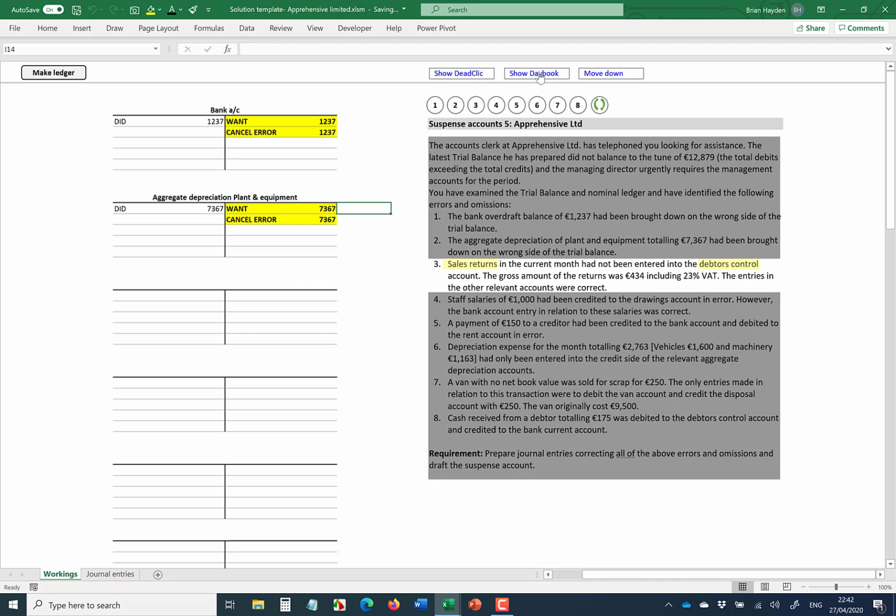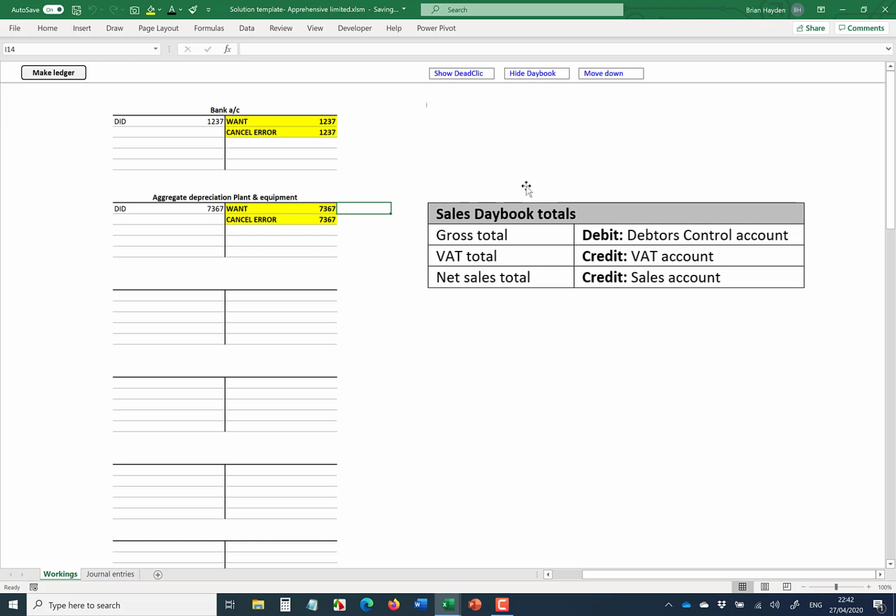So I'm just going to show the daybook rule for a regular sale. The gross total would be debited to debtor's control, the VAT total would be credited to VAT account and the net sale amount would be credited to sales account. But this is for a regular sale. So for a return, the cancellation of the sale, I just reverse the debits and credits.